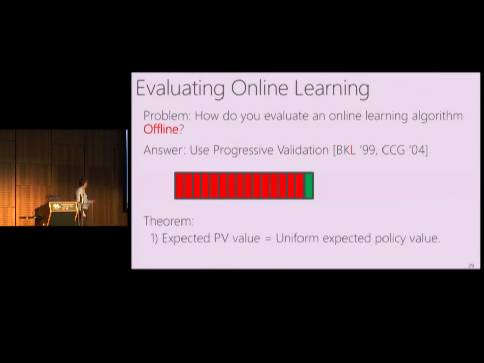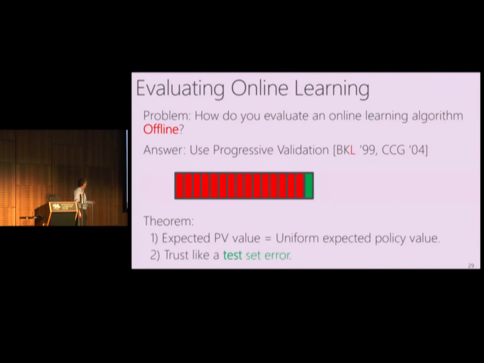So you can prove a theorem about this. You can say, the expected progressive validation value is equal to the uniform expected policy value. So you have 1, 2, 3, 4, 5, 6, 7, and so forth, different policies. Pick a random policy that has some expected loss rate or reward rate. And this process of picking a random policy and looking at its reward weight has an expected value as well, right? So that's what progressive validation gives you.